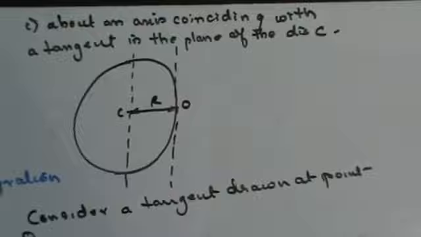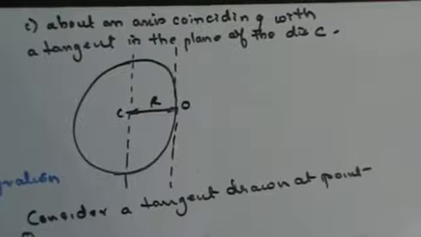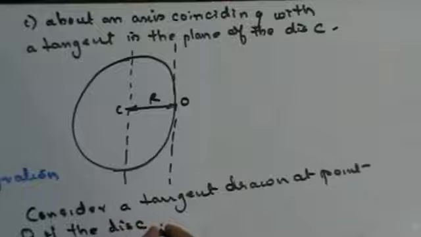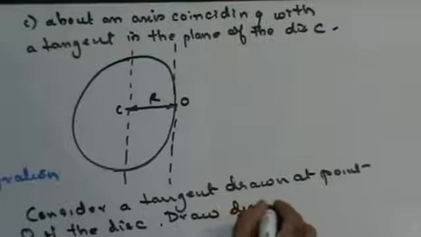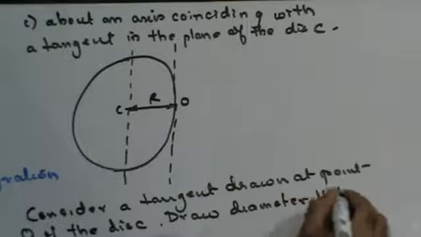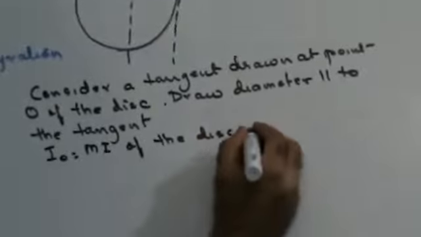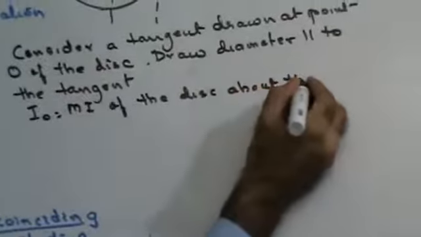Consider a tangent drawn at point O of the disc. Draw a diameter parallel to the tangent. Let us assume that IO is the moment of inertia of the disc about the tangent.